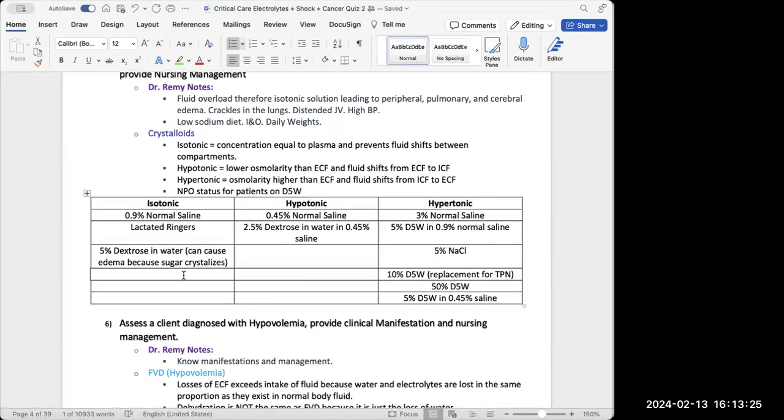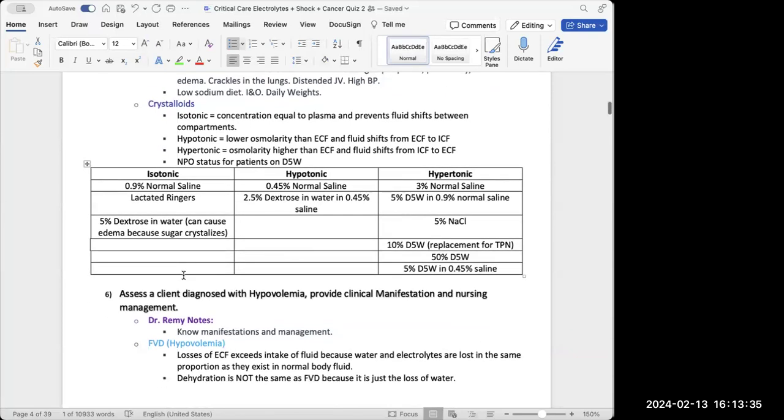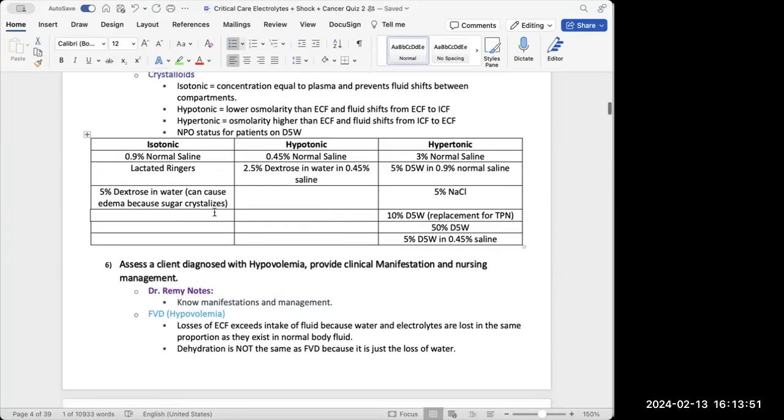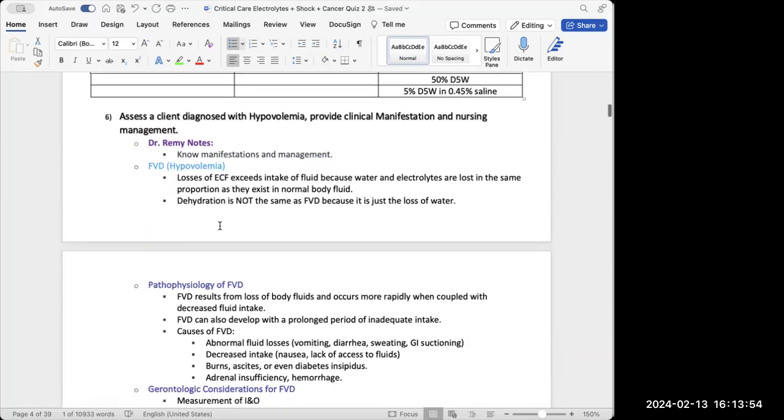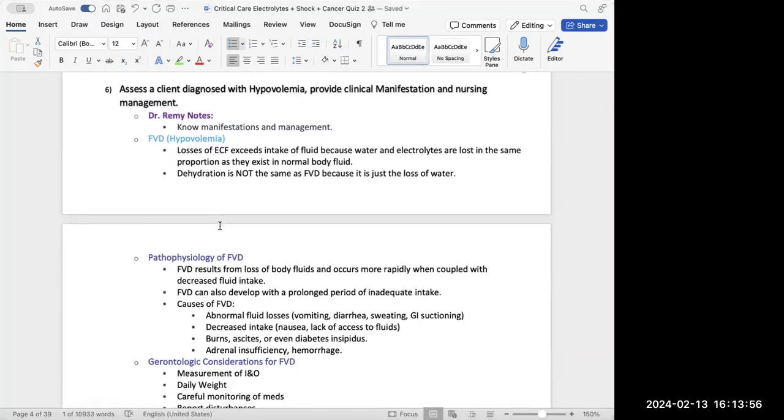Examples of isotonic solutions include 0.9% normal saline, lactated Ringer's, or 5% dextrose in water. And as Professor Remy would emphasize, the problem with dextrose 5% in water is that it can cause edema through the sugar crystallizing. Are there any questions about this? No. Okay.